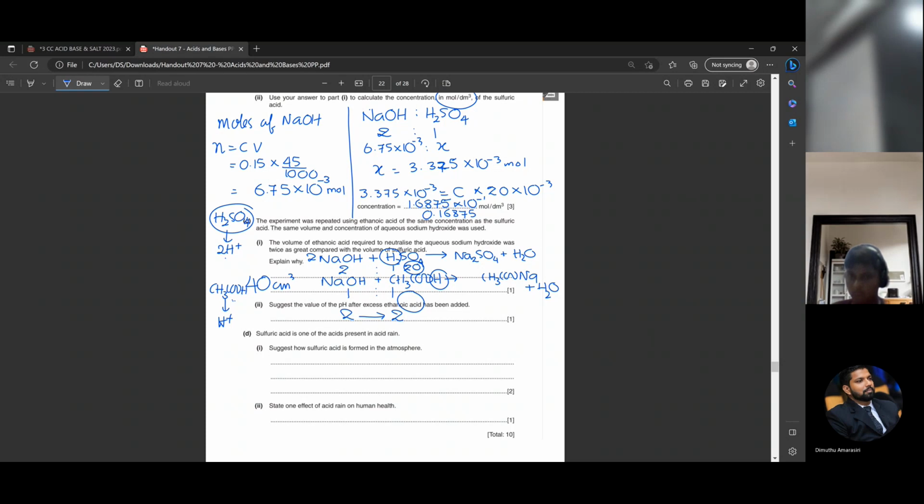Okay, this marker, this pen has only 1 clip, like ethanoic. And this pen has 2 clips.